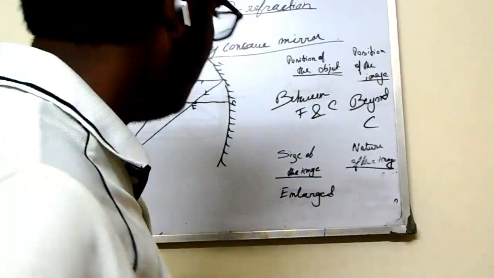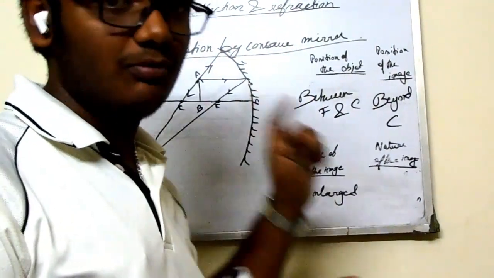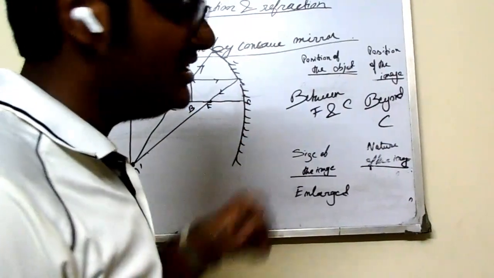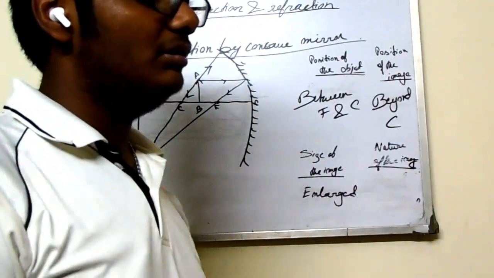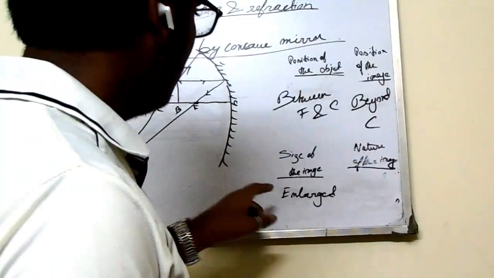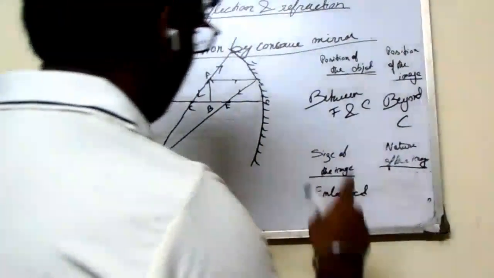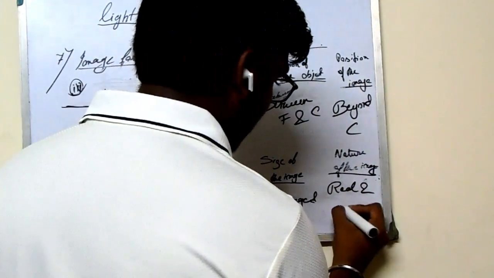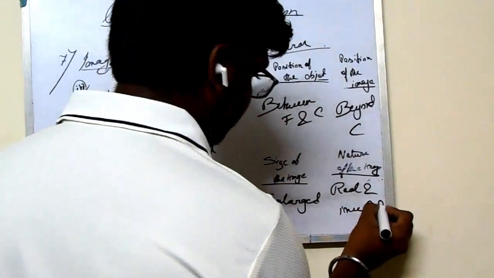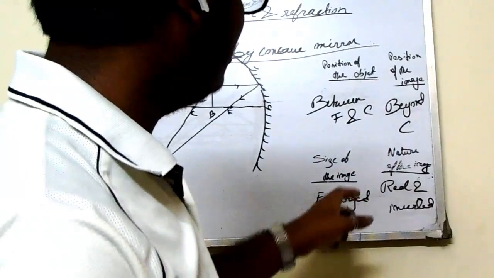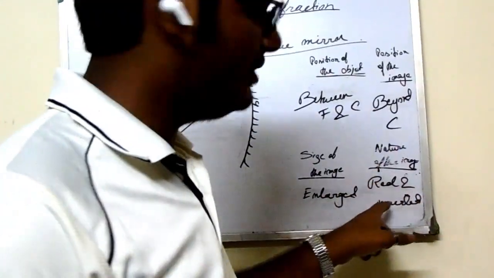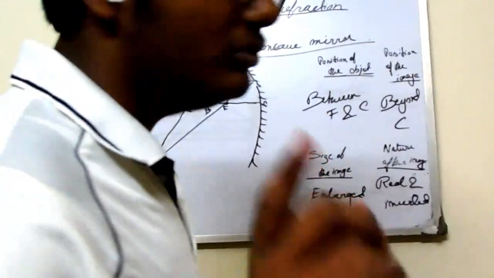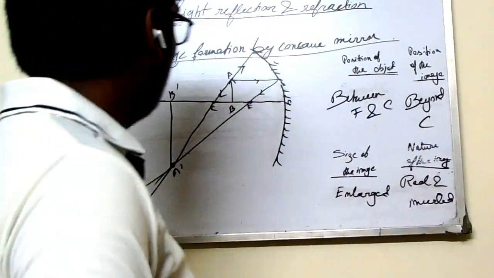Enlarged, not diminished. Diminished means smaller than the object size. Enlarged means larger than the object. Okay, so it is enlarged. Nature of the image is the same, real and inverted. In the last case, we will see the nature of the image will be virtual and erect. We will go step by step. I hope this one is clear.